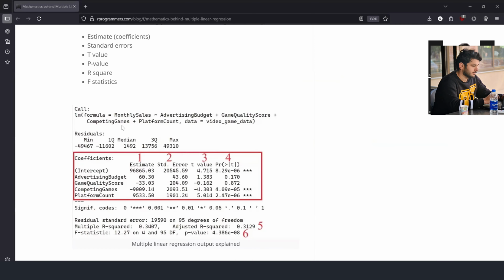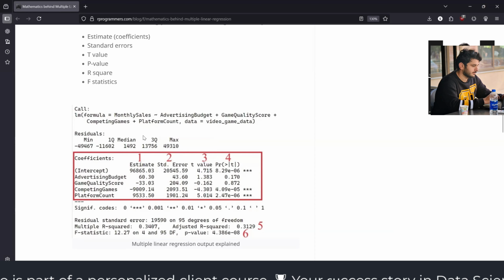For example, we're talking about some small scale business data and its monthly sales, and we are spending some money on advertising budgets, game quality scores, competing games, platform count. So basically we have a data file with all these columns, where we have a column for sales, advertising budget. The data is basically related to video games: game quality score, competing games, and platform count.